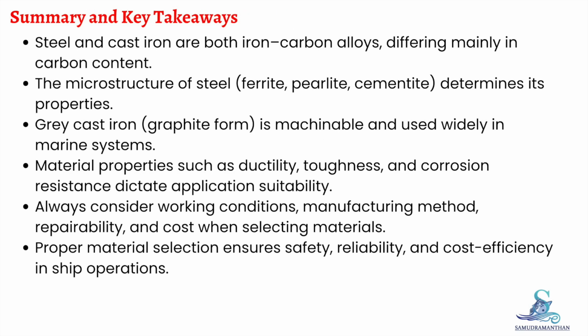Let's summarize today's discussion. Both steel and cast iron are iron carbon alloys. The key difference lies in carbon content: steel up to 2%, cast iron 2 to 4%. Their microstructure, a mix of ferrite, pearlite, and cementite, defines their properties. Grey cast iron, containing graphite, is widely used in marine applications due to its machinability and damping capacity.